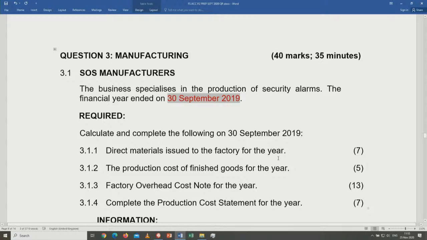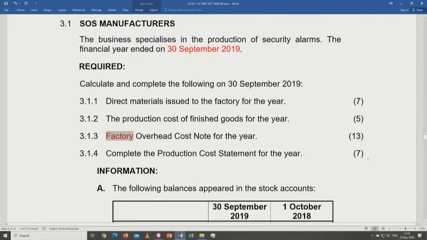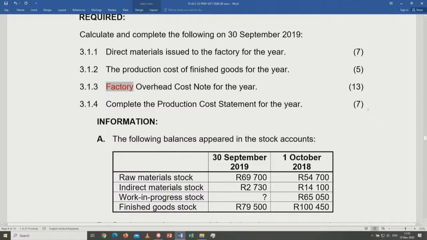You can study the format there and know it. The production cost of finished goods for the year, know how to do this calculation or how to do this ledger account. Factory overhead cost note for the year. I said to you, when you do your factory overhead, all you worry about is the cost that's linked to your factory. So you only talk about factory. Okay. Complete the production cost statement for the year.